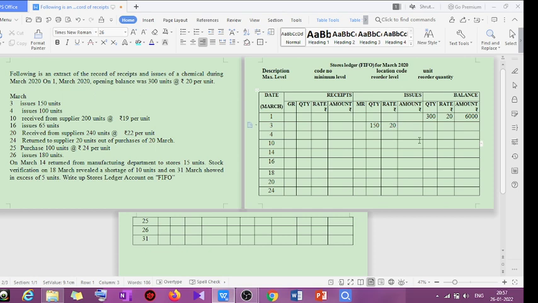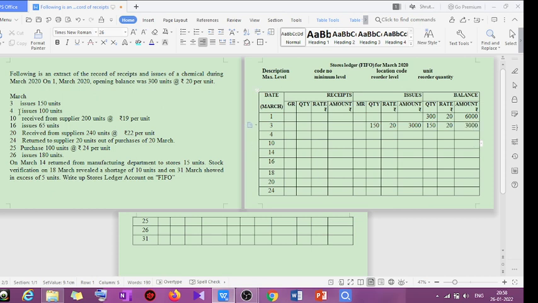How much will it be? 3,000. Right. Now you should tell me, there were 300 quantity in your stores, you have issued 150. How much remained here? Remaining is 150. So 150, rate is 20, amount will be 3,000. I hope it is clear to you.